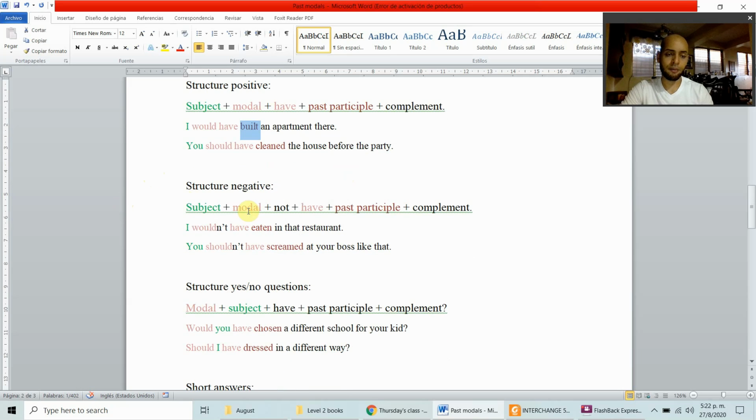The same grammar. The structure for negatives: subject plus modal plus not plus have plus the past participle and the complement. I wouldn't have eaten in that restaurant. Subject I, would, the modal, not have eaten, the past participle, and the complement. You shouldn't have screamed at your boss like that.